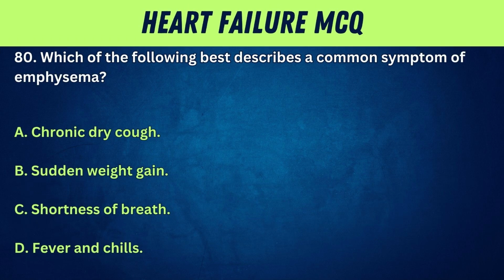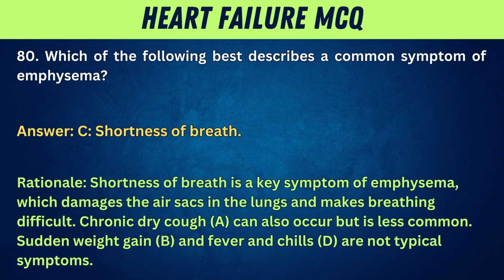80. Which of the following best describes a common symptom of emphysema? A, chronic dry cough. B, sudden weight gain. C, shortness of breath. D, fever and chills. Answer, C, shortness of breath. Rationale, shortness of breath is a key symptom of emphysema, which damages the air sacs in the lungs and makes breathing difficult. Chronic dry cough, A, can also occur but is less common. Sudden weight gain, B, and fever and chills, D, are not typical symptoms.